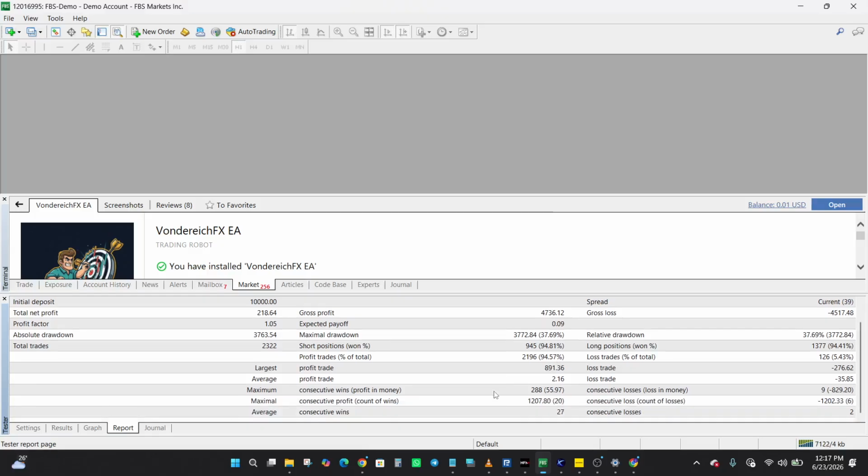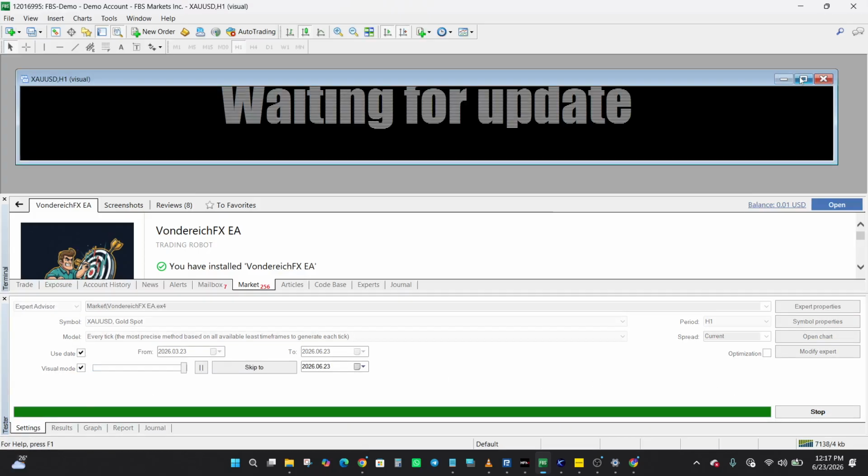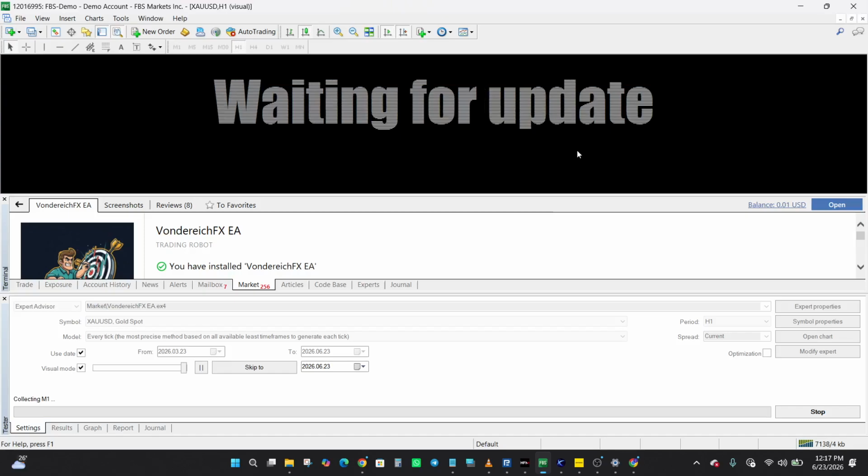The largest profit was 891.36, largest loss 276.62, average profit 2.16, and the average loss was 35.85. So this tells me that the average risk to reward ratio is very bad, because we can see the difference between the average profit and the average loss is so much. Now let's turn on the visual so that we can also see this EA in action.